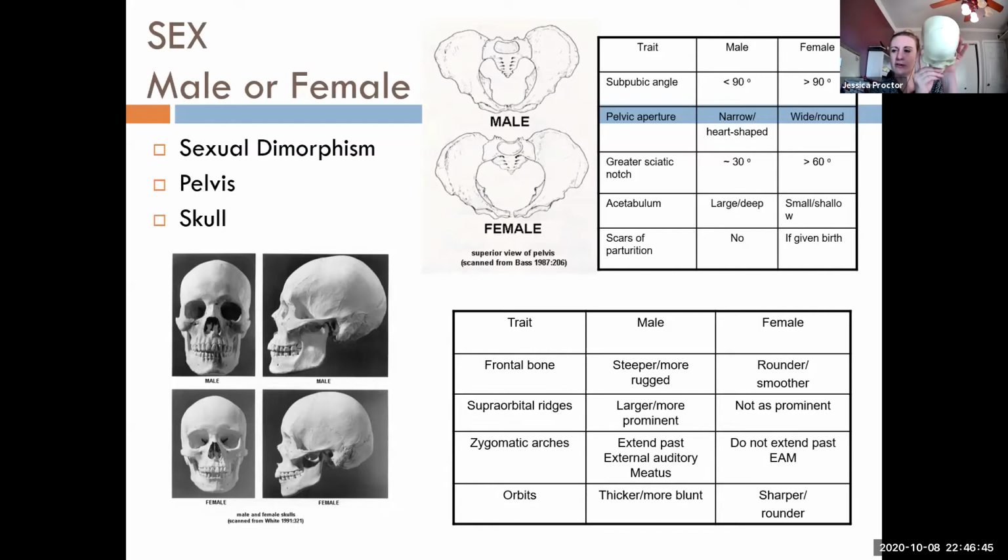The zygomatic arches, the cheekbones, are going to extend past the external auditory meatus in a male. You see here, the external auditory meatus, that's the hole where the ears go. In this one, this is a female, so the zygomatic bones do not extend past the external auditory meatus. The orbits in a male are going to be thicker and more blunt, and in the female, they're going to be sharper and rounder. You can kind of see that in this female here. They're more rounded than you would see in a male. I wish I had a male to show you, but the skull is from a female and the pelvis I have is from a male.